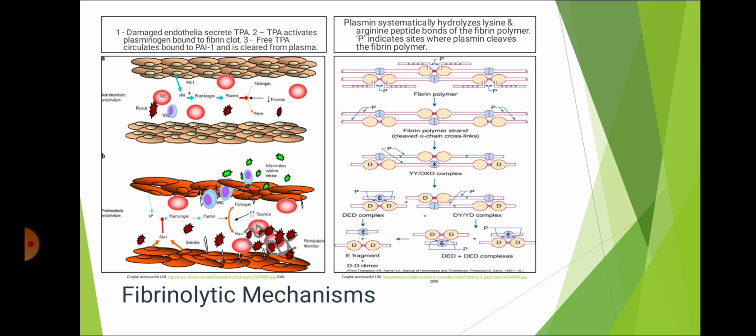In this diagram we could see the fibrinolytic mechanism. In figure 1 we could see the damaged endothelia secrete tissue plasminogen activator. The tissue plasminogen activator activates plasminogen bound to fibrin clot. Then the free tissue plasminogen activator circulates bound to PAI-1 and is cleared from the plasma. In the second figure we could see plasmin systematically hydrolyzes lysine and arginine peptide bonds of the fibrin polymer. Here the P indicates sites where plasmin cleaves the fibrin polymer.